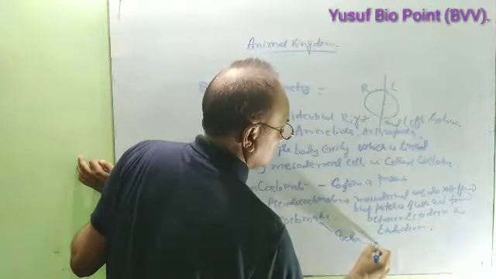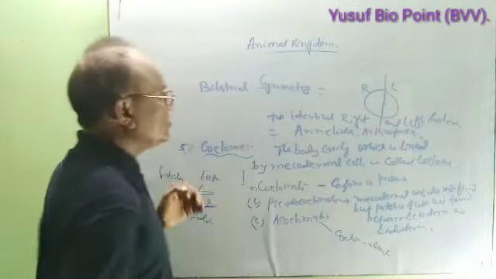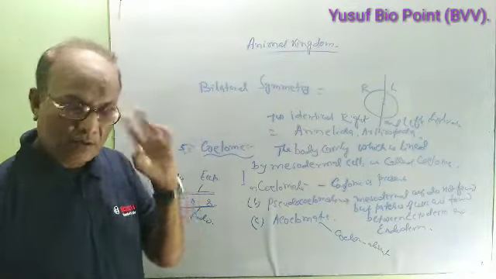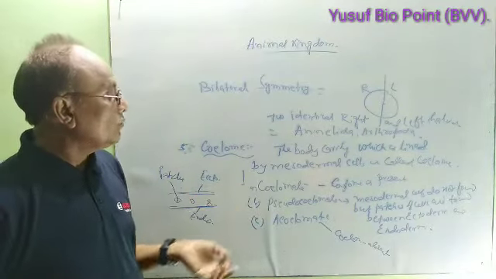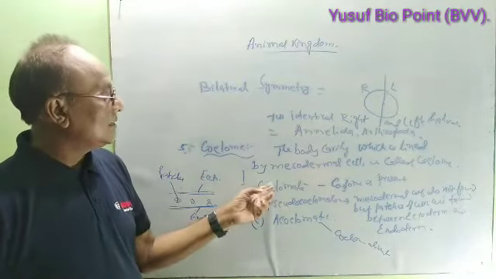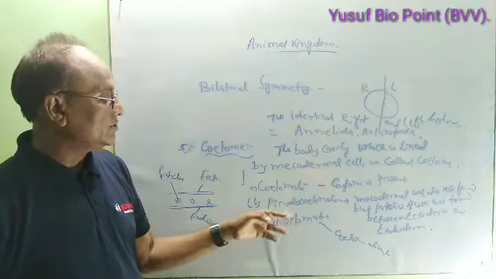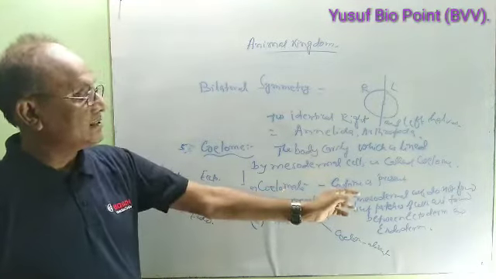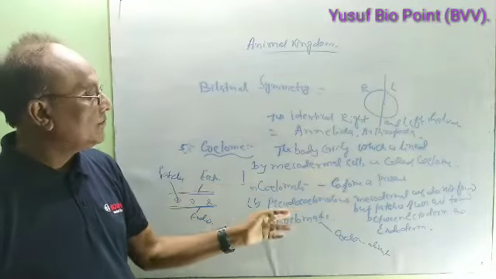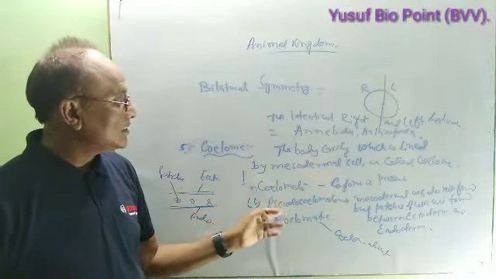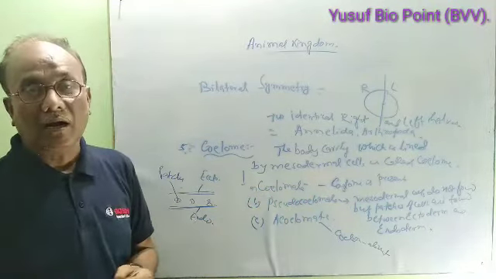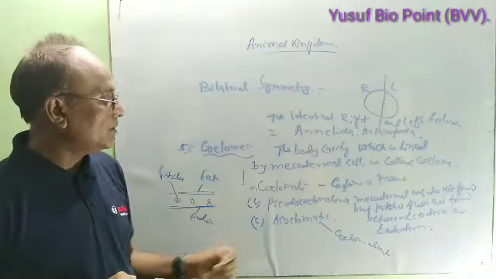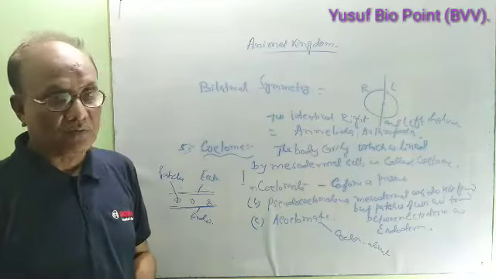Coelom absent. So when we study the features of phyla, we shall use the words coelomate, pseudocoelomate and acoelomate. If we use coelomate, it means coelom is present. If we use pseudocoelomate, it means a false coelom is present, and if acoelomate, no coelom is present.